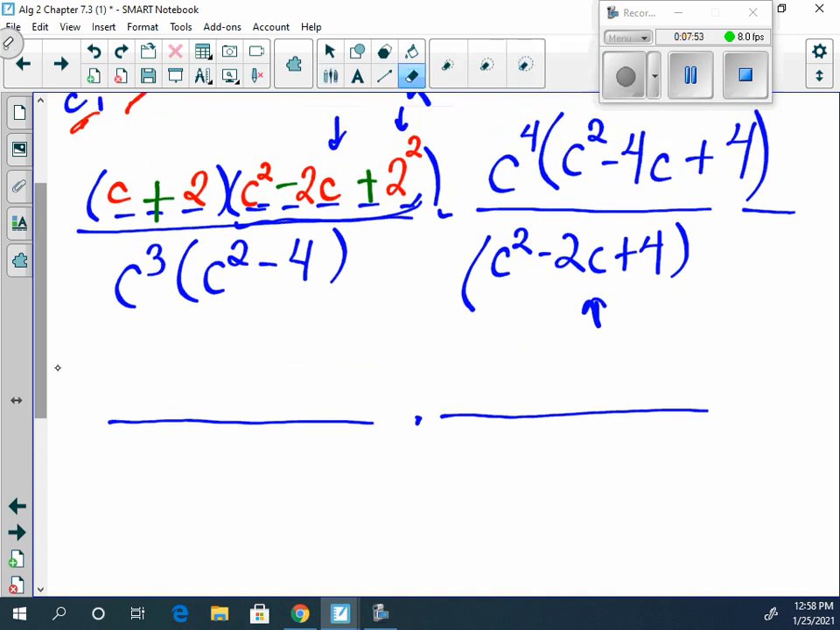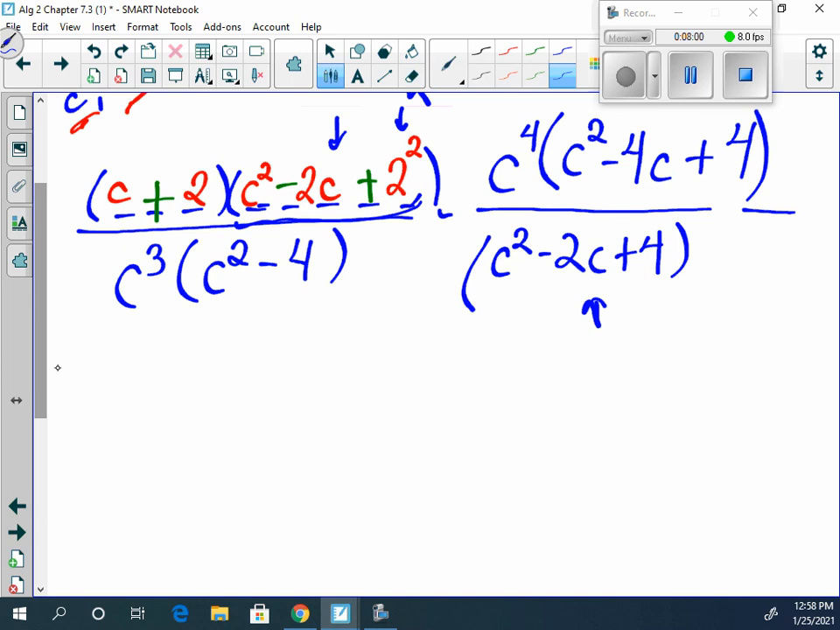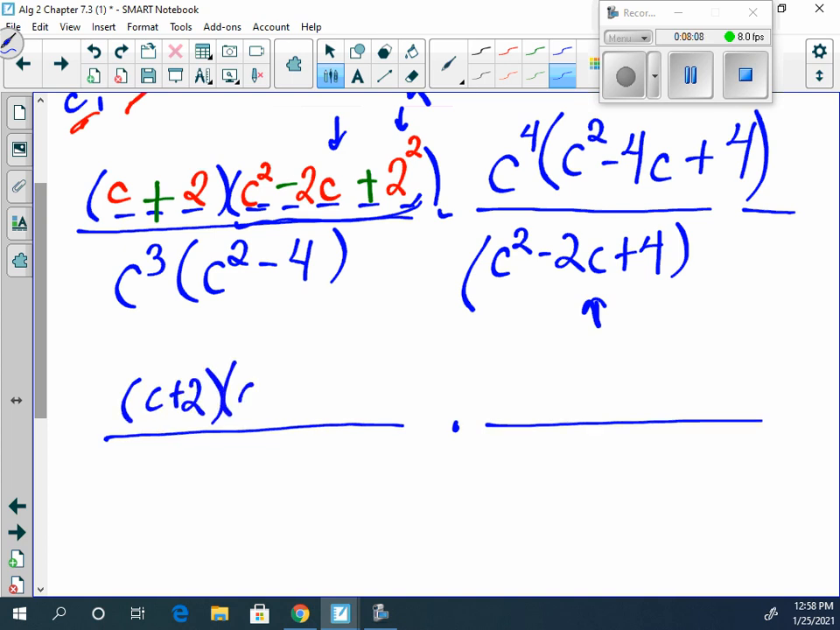Well, all right. So we can multiply this together, yes? Well, if I do that, they're going to be, well, wait. We still have some simplifying to do first. The c plus 2 doesn't simplify. But our quadratic, the c squared minus 2c plus 4, because we'll need to simplify c squared. On the bottom, we have c cubed. Well, the c squared minus 4 does factor.